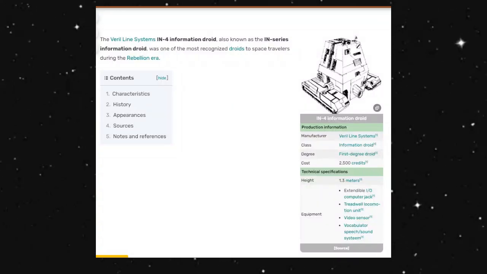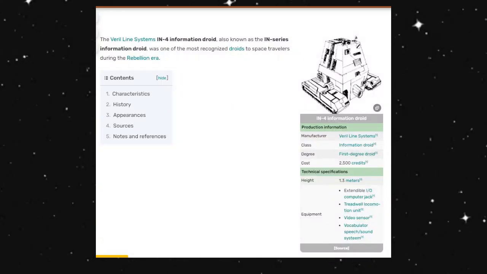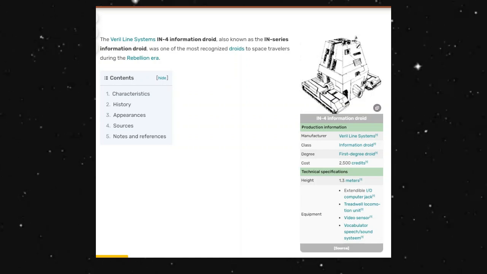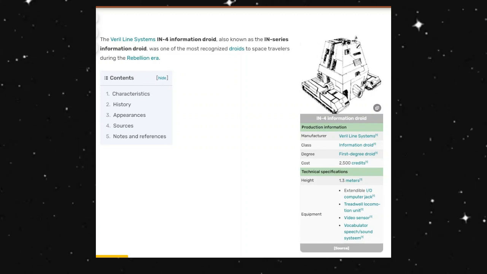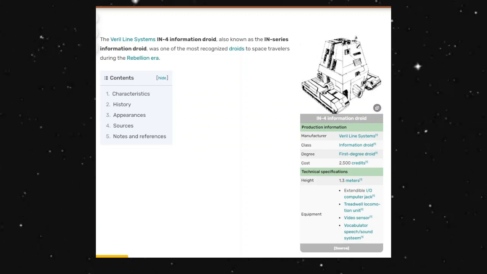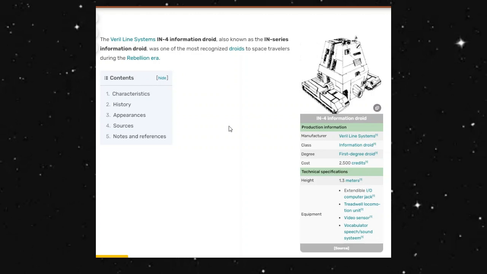Today, we're looking at the IN4 Information Droid, also known as the IN series Information Droid. This was one of the most recognized droids in the space travelers during the Rebellion era.